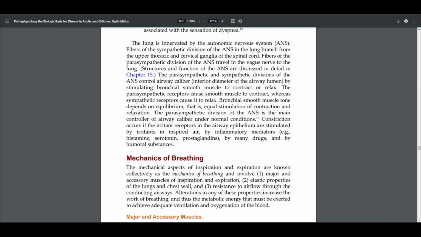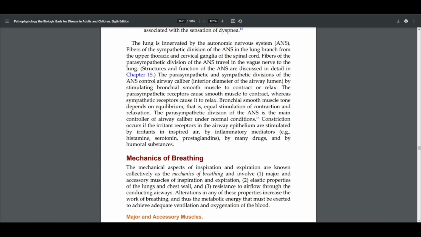The lung is innervated by the autonomic nervous system. Fibers of the sympathetic division of the autonomic nervous system in the lungs branch from the upper thoracic and cervical ganglia of the spinal cord. Fibers of the parasympathetic division of the ANS travel in the vagus nerve to the lung. The parasympathetic and sympathetic divisions of the ANS control airway caliber by stimulating bronchial smooth muscle to contract or relax. The parasympathetic receptors cause smooth muscles to contract, whereas sympathetic receptors cause it to relax.